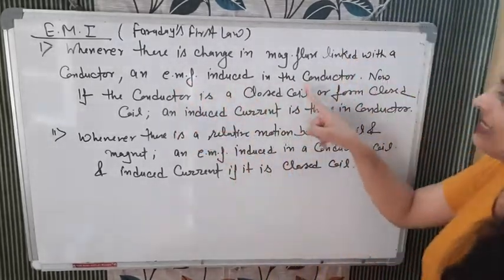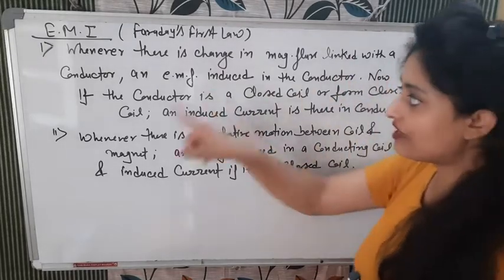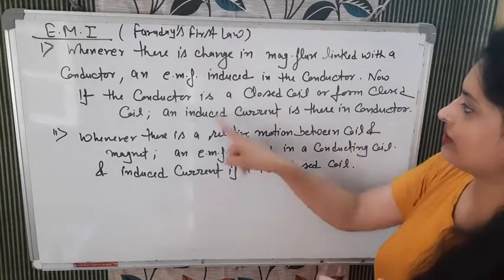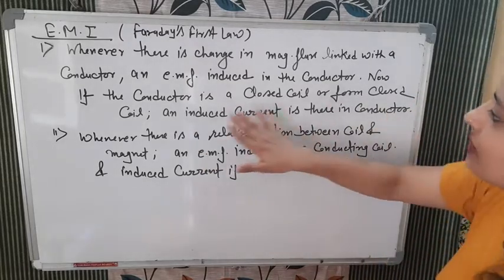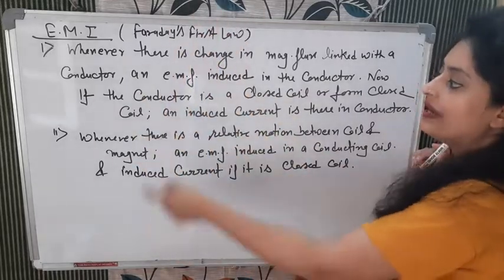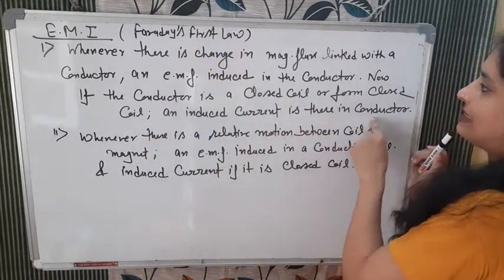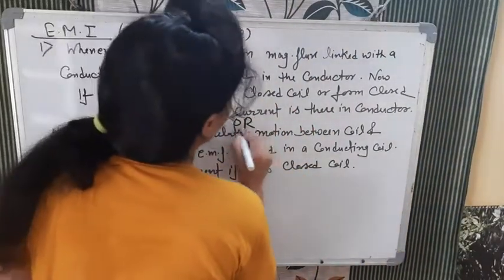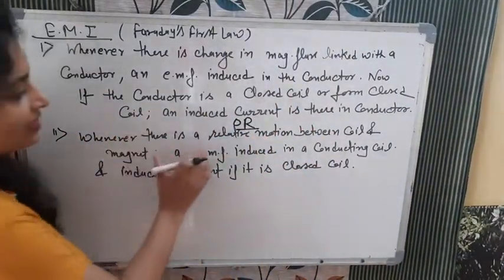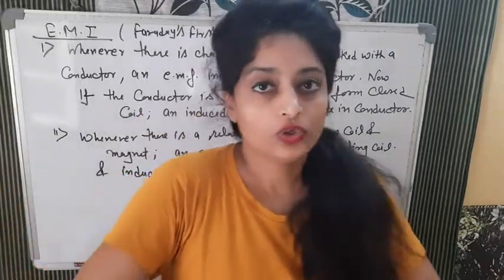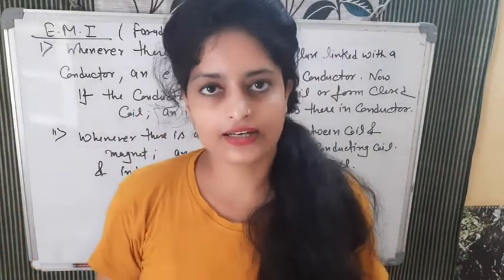EMF is induced in the conductor, and now if the conductor is a closed coil, or forms a closed loop, then an induced current is there in the conductor. Or we can say whenever there is a relative motion between the coil and magnet. Now see, two experiments are given in our NCERT textbook also.